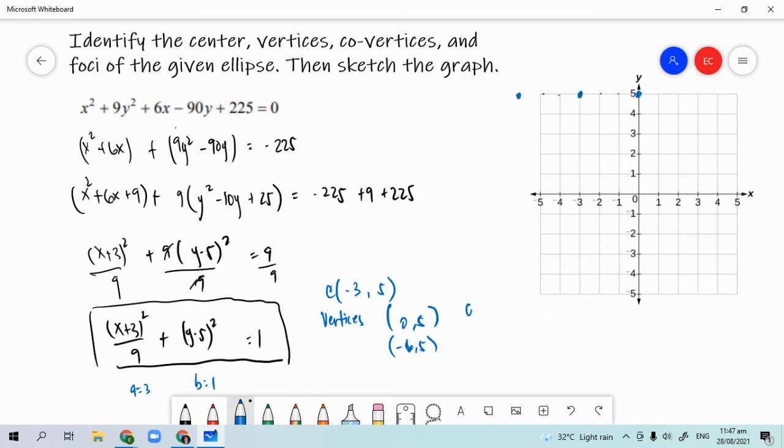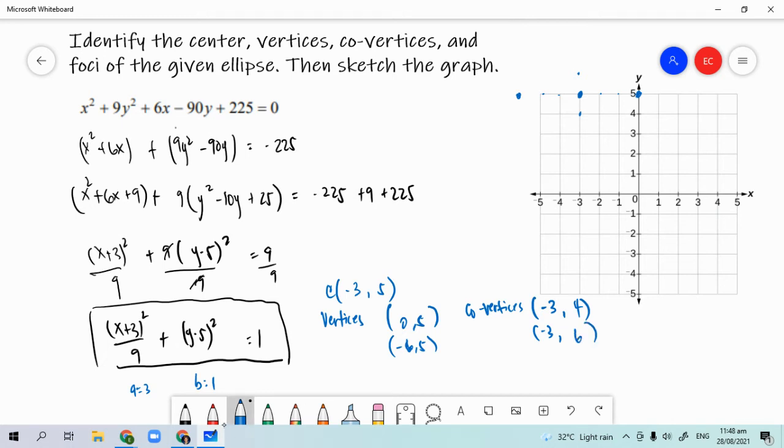All right, for the co-vertices, it's B units above and below the center. So if this is the center, B units, so 1 unit below that, that's this one, and 1 unit above that. So we'll have, this is negative 3, 4, and then above we have negative 3, 6.